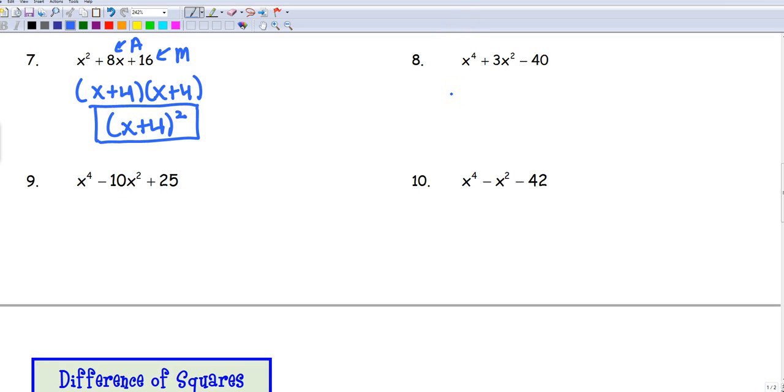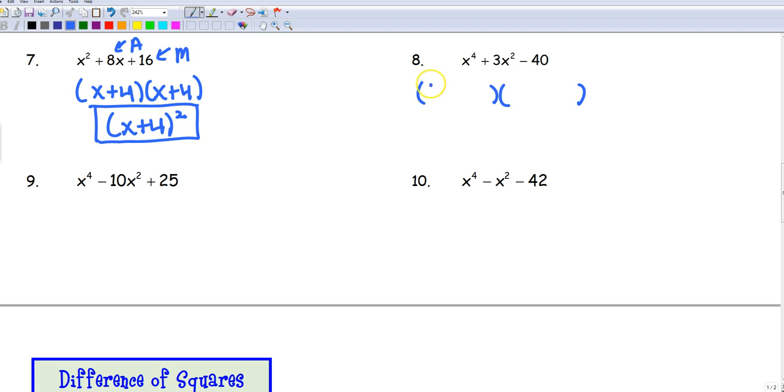All right, so these last 3 on this page are a little different, and that's because you have an x to the 4th here. Now, I want you to notice there isn't a GCF. They don't all have an x. So this is still reverse FOIL. It's just going to be a little different than what you're used to.